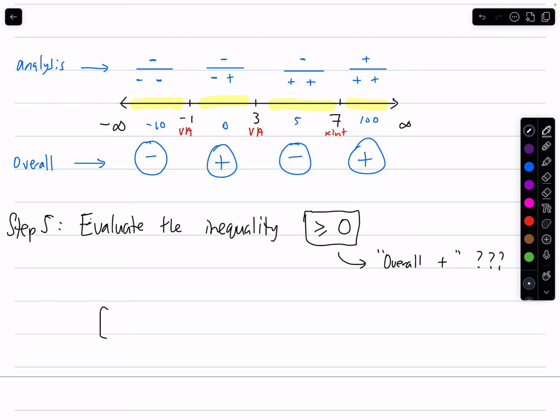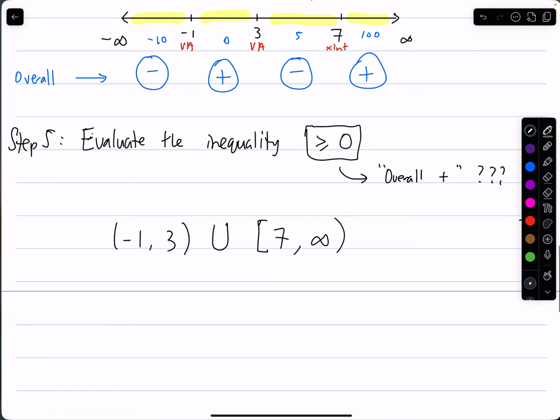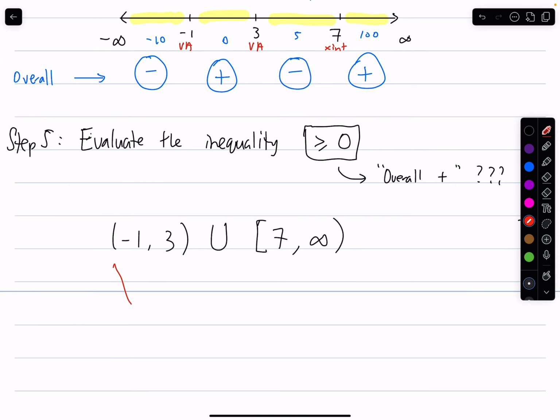From -1 to 3, it's positive, right? And from 7 to infinity. Now 7 is going to be a hard bracket because it's at the x-intercept, and infinity is a soft bracket. So notice how I put these answers. This is where everything comes full circle. These soft brackets have to deal with vertical asymptotes. This hard bracket has to deal with an x-intercept. This soft bracket has to deal with a positive infinity.